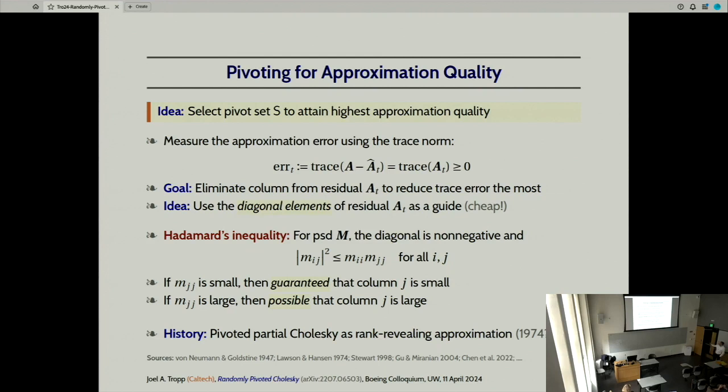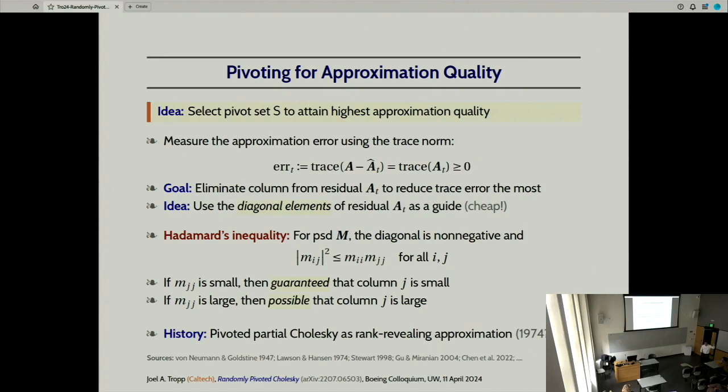Okay, so there's another justification which is a little more mathematical. This justification already appeared in von Neumann and Goldstein's paper on Gaussian elimination. For a positive semi-definite matrix M, the diagonal entries are non-negative and they control the off-diagonal entries in this sense. So the square of an off-diagonal entry is bounded by the product of the corresponding diagonal entries. That's true for all i and j. So if a diagonal entry is small, it's guaranteed that all the other entries in the column are small, and that column isn't going to do much for us. Okay? On the other hand, if m_jj is large, it's possible that the entries in that column are large, and that might be a good column to look at.